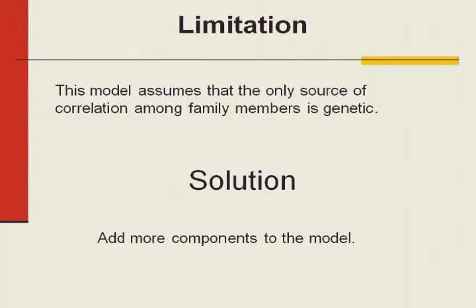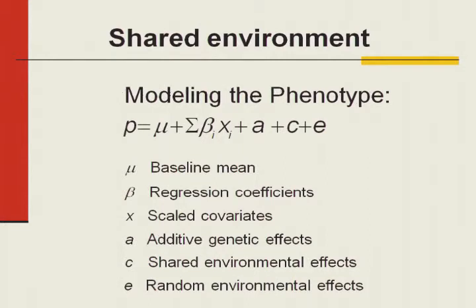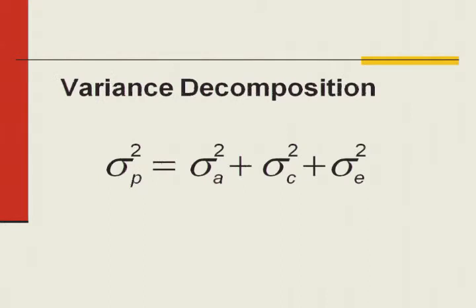So, as was noted, we're assuming now that the only source of correlation among family members is genetic. And we know that that's not true. We know that families share environment as well as genes. The solution to most of those sorts of limitations with this model is to add a component to the model. So we can add in this C for common or shared environment. We just expand our partitioning of the phenotypic variance to include that common environment component as well as the additive genetic and the unique environment, really a residual.